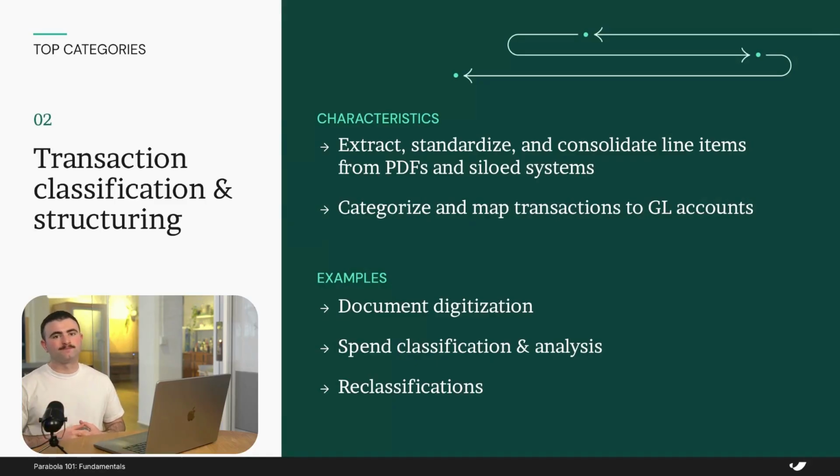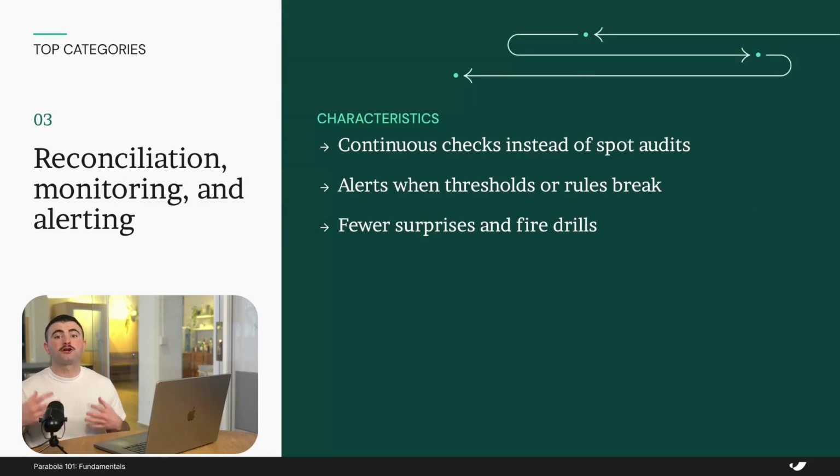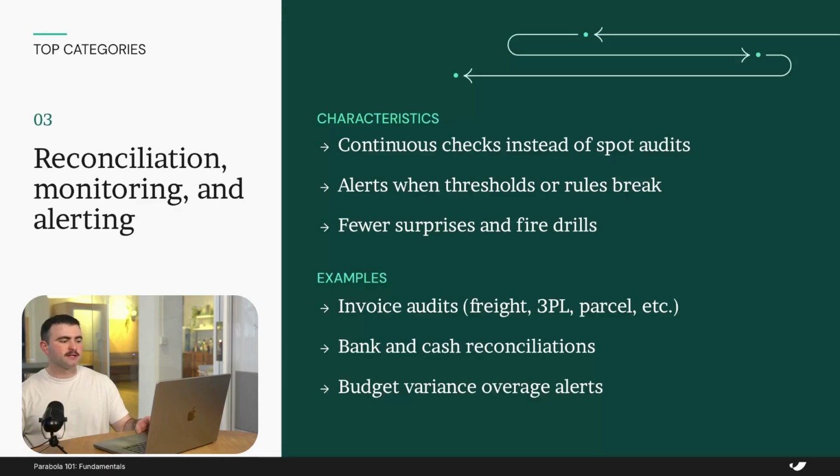Reconciliation, monitoring, and alerting workflows are all about comparing 2 or more datasets and notifying you in real time via Slack, email, or Teams as soon as human action is required. This shifts audit-style use cases from happening maybe once a month or every time you get around to it to something that's always on in the background, only alerting you when action's actually required. Some common examples here include invoice audits across 3PLs and different carriers, as well as bank and cash reconciliations.